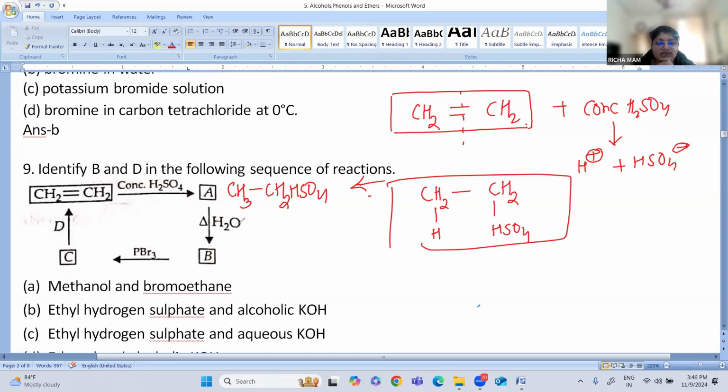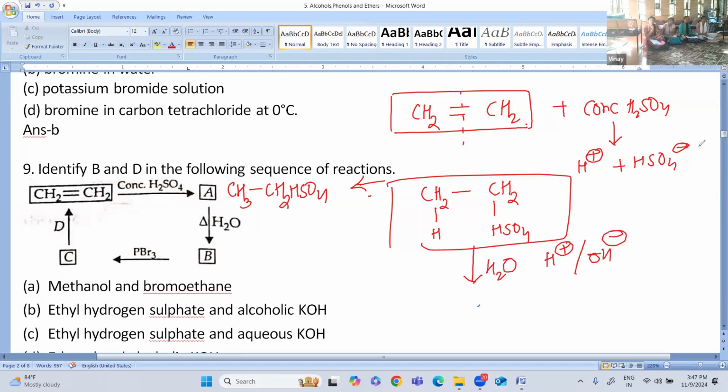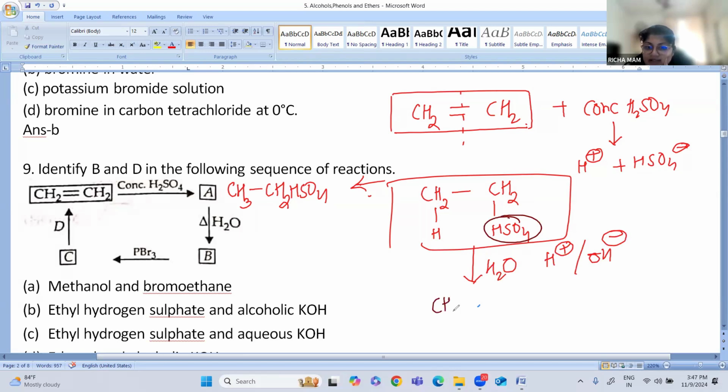Now, to this I am going to add water, I am going to heat it with water. So what will happen when you heat it with water? Again, water gives H plus and OH minus. Here, which is the negative part in the above reaction? This is your negative part. So you are going to get CH3, CH2, OH. The HSO4 will be replaced by OH. So B will be CH3, CH2, OH.